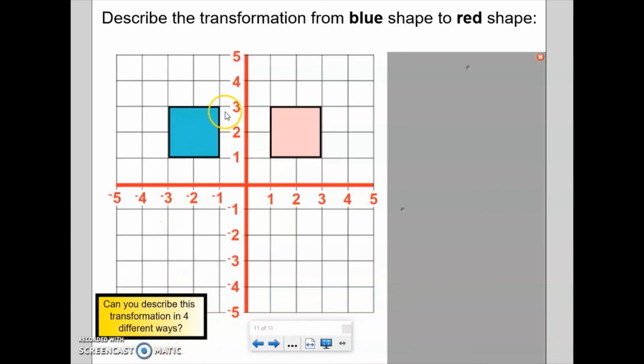Can you explain to me how I could move this shape from the blue square to the red square, but in 4 different explanations? So a bit of a challenge question here. Could you pause the video at this point, have a little think about this question, and then I'll talk through my solution in a moment. Could you pause the video now, please?